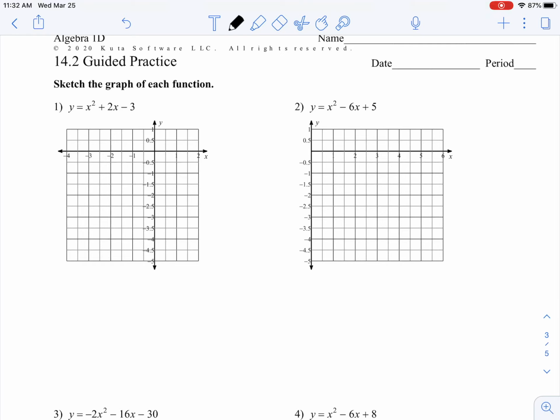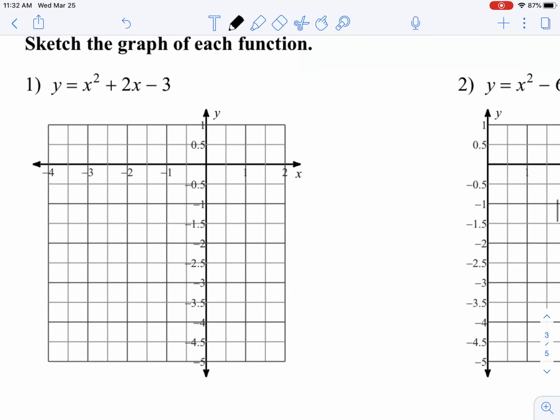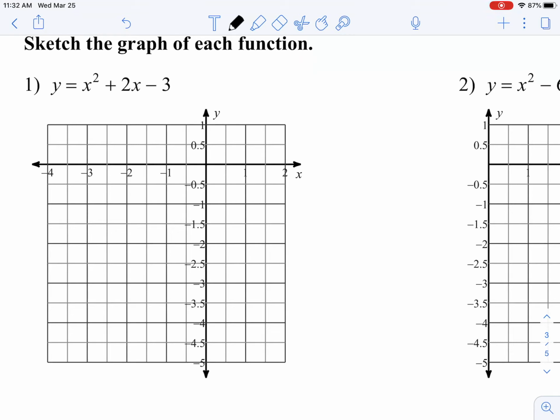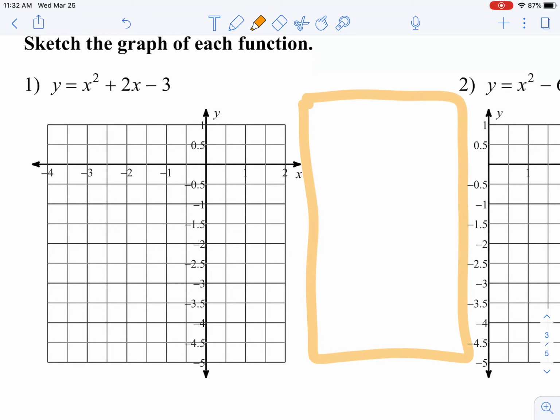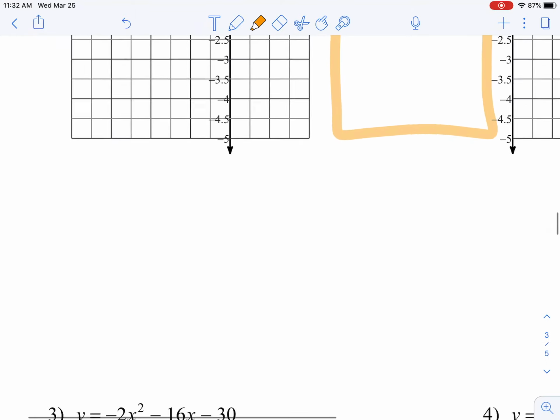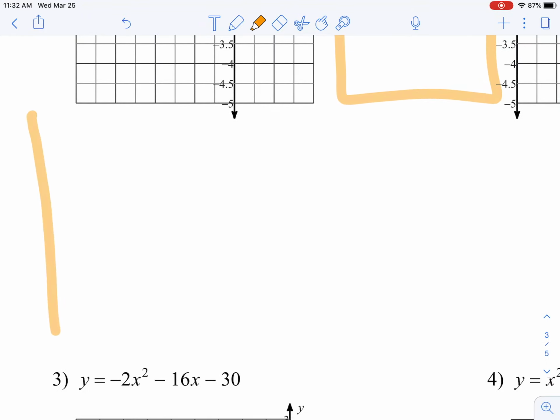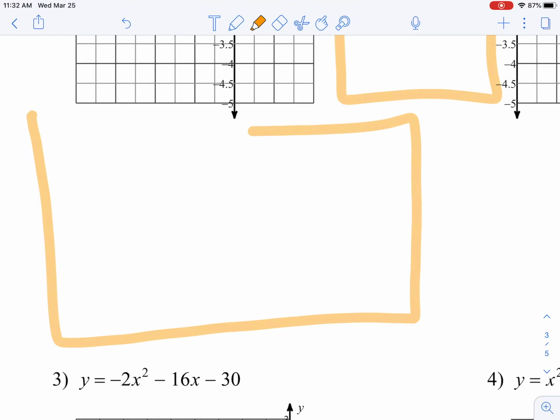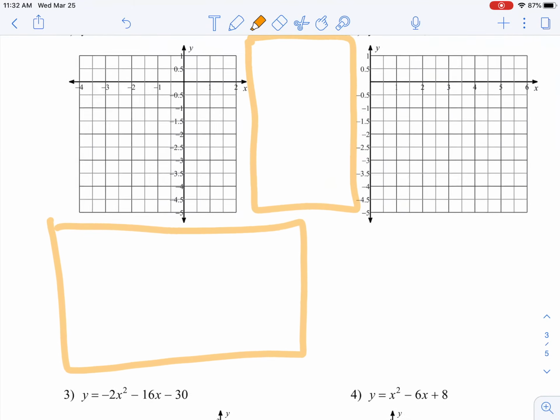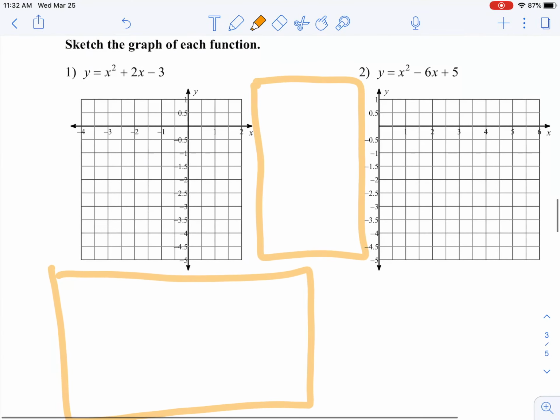I'm going to be doing some things in terms of organizing my work. All of the work that I'm going to do to find my vertex, I'm going to put in this space here. All of the work that I'm going to do to find additional points, I'm going to do in this space over here. So bear with me while I figure out the most efficient way to do this.